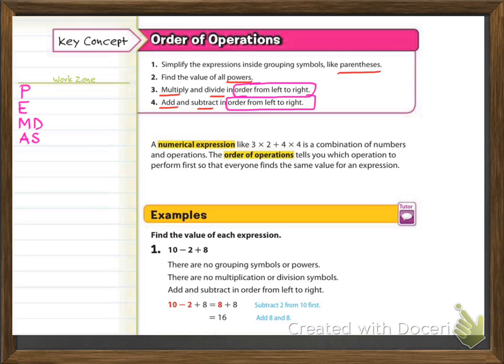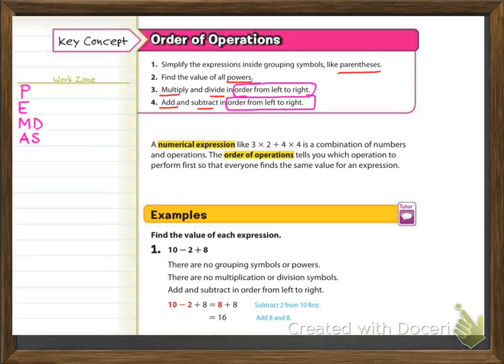And then you can move on to addition and subtraction. And then it's the same thing, starting from the left, moving to the right. So subtraction doesn't come before addition, and division doesn't come before multiplication. You have to make sure you do all the multiplication and division before you do the addition and subtraction. Hopefully that makes sense. I know that we're going to have a few opportunities to look at that.